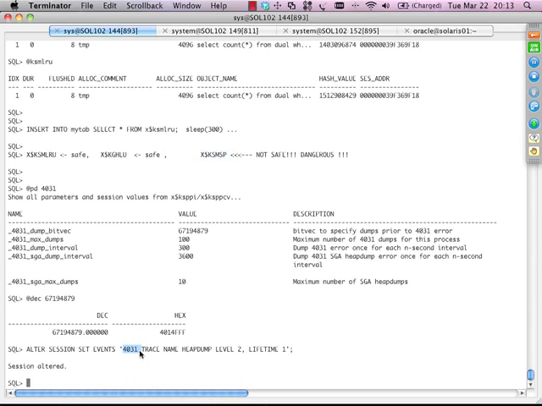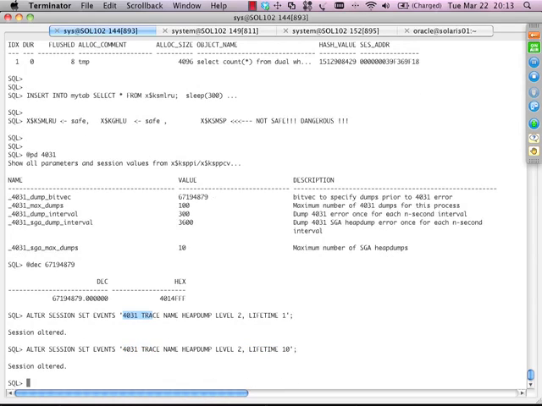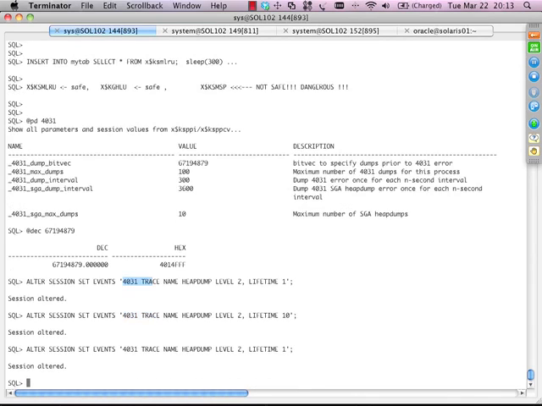But what I do here is that when this error happens, then do a heap dump, level 2, that's the shared pool, and lifetime 1 means do the heap dump and then turn this event off. I can use lifetime 10, then it means that during 10 occurrences of that error, do this dump. But I say lifetime 1 here, so hopefully you get fewer dumps that way.